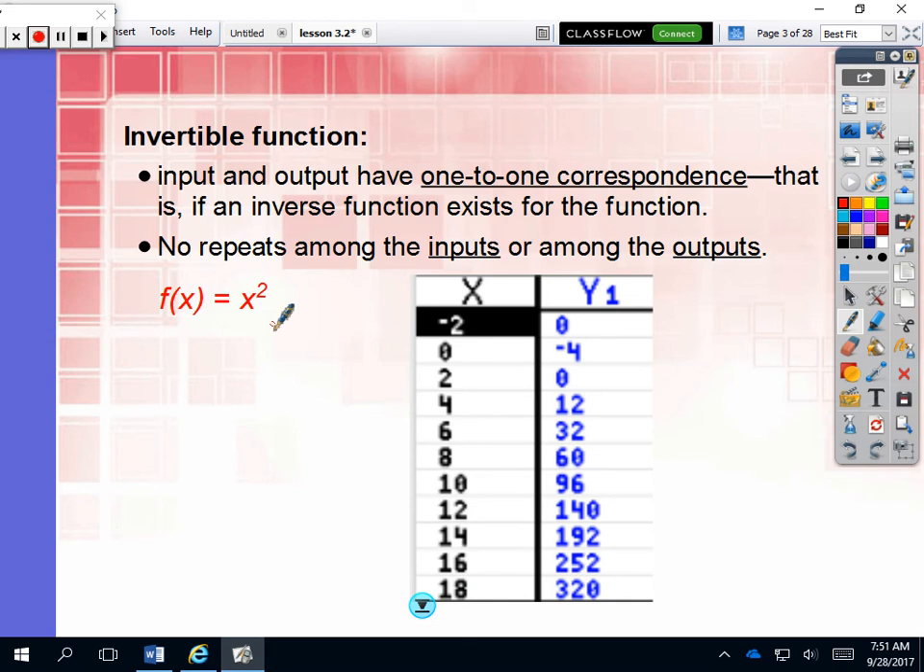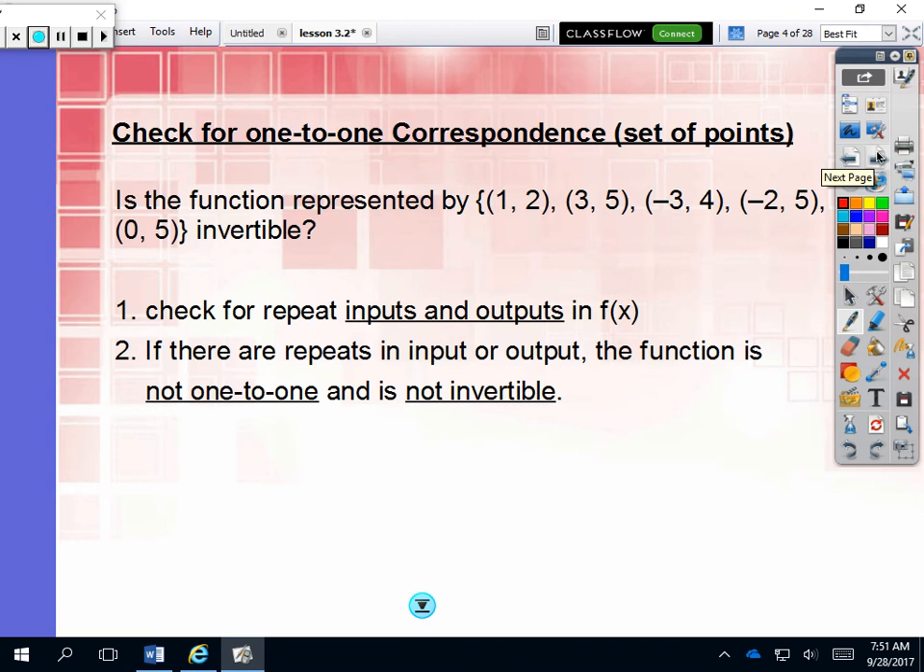So in this quadratic function, you notice there's no repeats among the inputs, but we've got a repeat here in the outputs. And if we went up more in this column, you would see more repeats in the y column. So check your one-to-one correspondence by looking at your points. Either look at the table or the set of points. So let's look at our x values: 1, 3, -3, -2, and 0. There's no repeats. 2, 5, 4, 5, and 5, you have repeats. So this is not invertible because it's not 1-to-1.